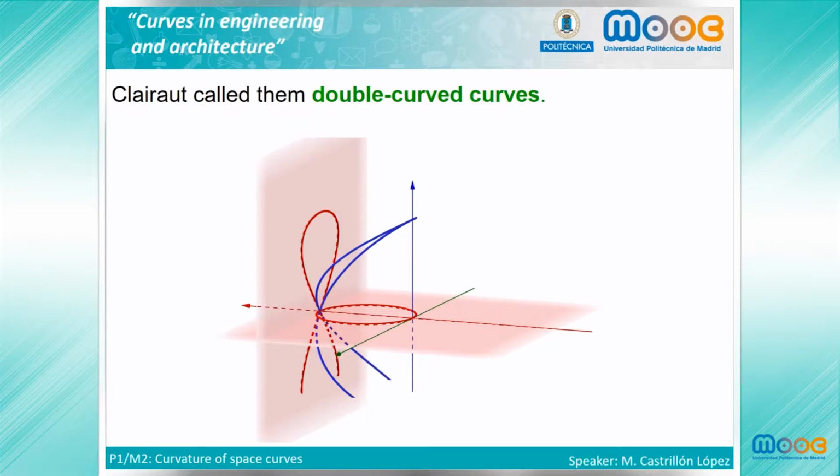Clairaut called this type of curves double-curved curves, as he studied the curvature of the two plane curves that result from projecting the curve onto two orthogonal planes, as is shown for Viviani's curve in the picture.